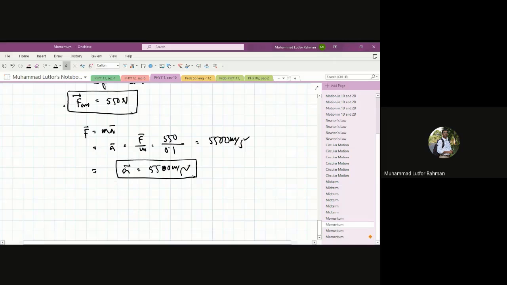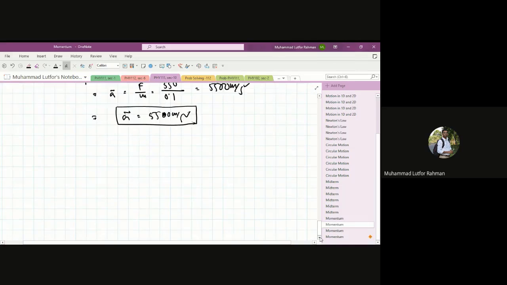And let's consider another case. Say a tennis player serves a ball with a speed of 55 meters per second, and the collision time between the racket and the ball is 4 milliseconds. Now, how much force is applied on the ball by the player? Can you find out this one?